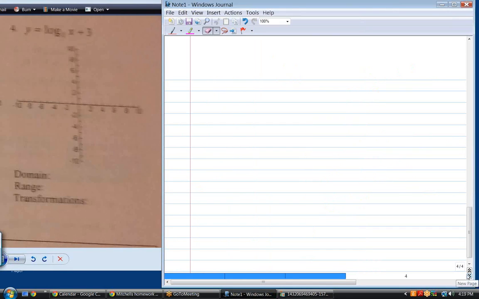What'd you do when you took this picture? Oh no, my phone gets really weird. Oh, okay. It'll auto zoom. I can't read the base here. What's the base on this log? 3. 3? Yeah. And then it's x plus 3. Yeah, like that. Okay.